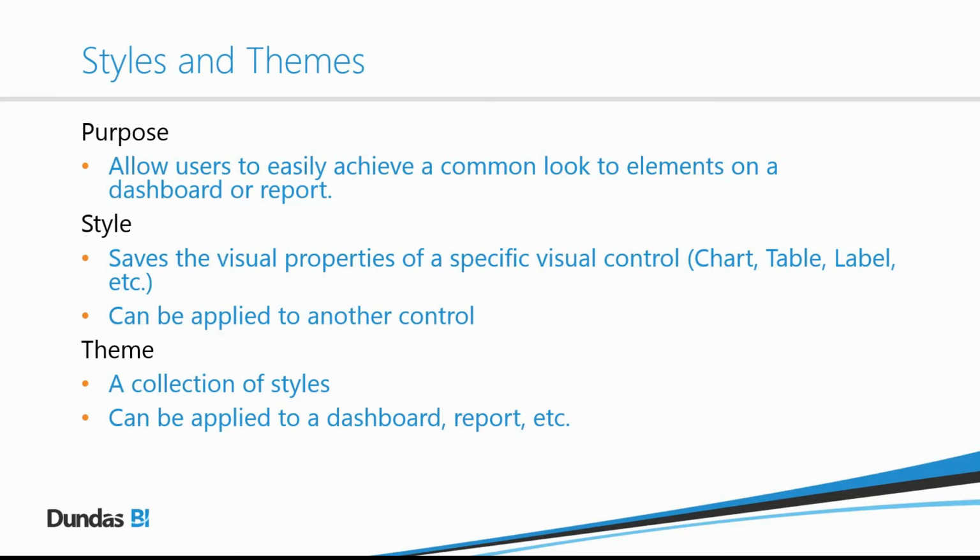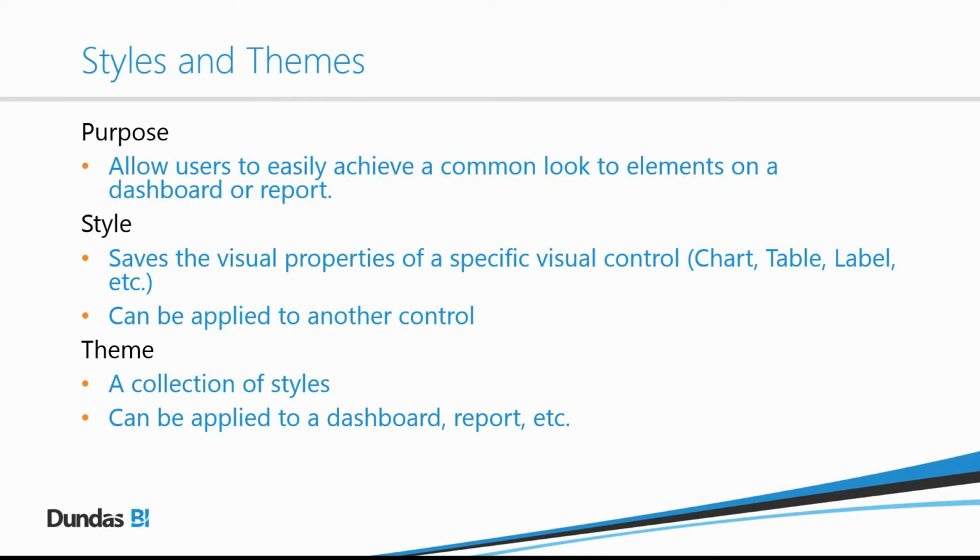Creating a style saves the visual properties of a specific visual control, such as a chart, table, or label. The style can then be applied to another instance of that control on that dashboard or another so that they have a common look. Themes are simply a collection of specific styles and can be applied to an entire dashboard or report.